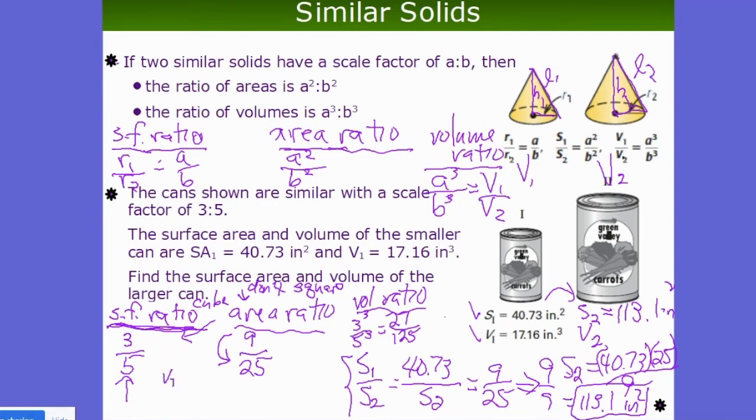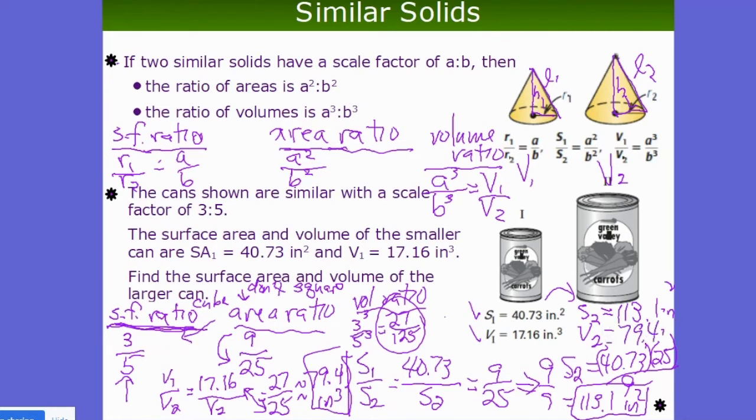So I know that V1 to V2, which is 17.16 to the thing I'm trying to find out, will be in this ratio right here. So you do the cross product. V2 will be 25 times 17.16 divided by the 27. It comes out to be approximately 79.4. And these are cubic inches because it's a volume. So this is 79.4.